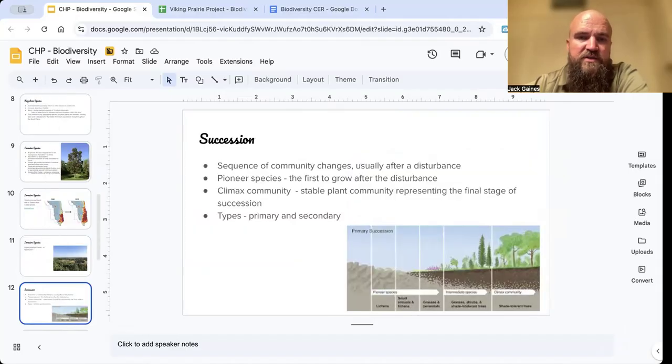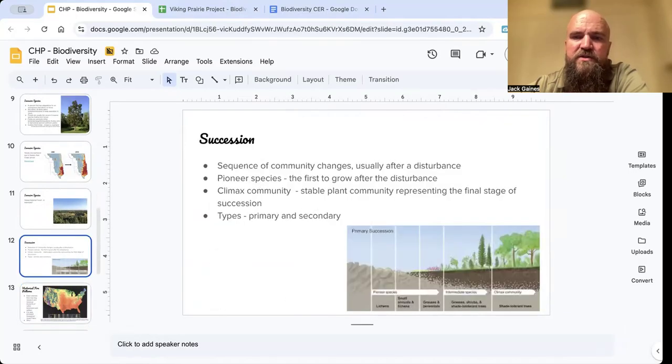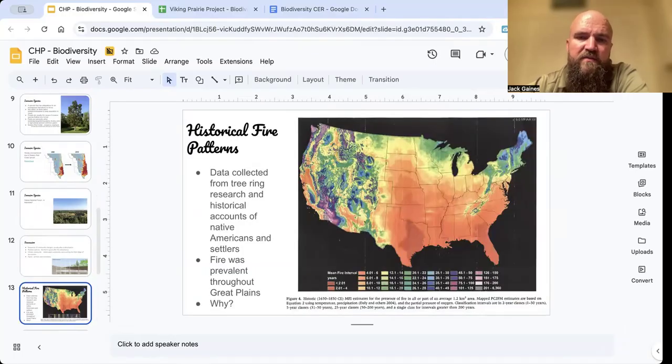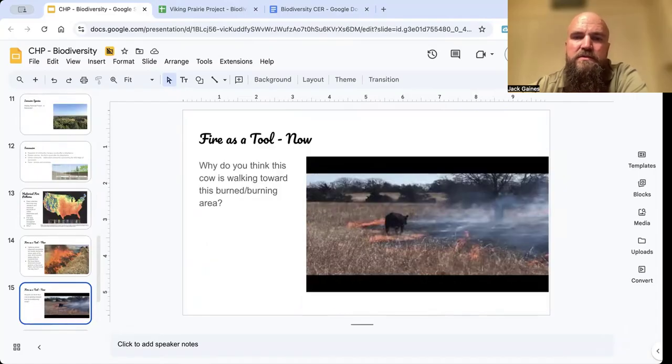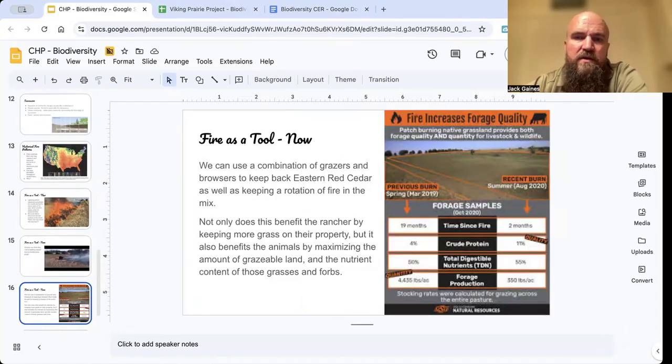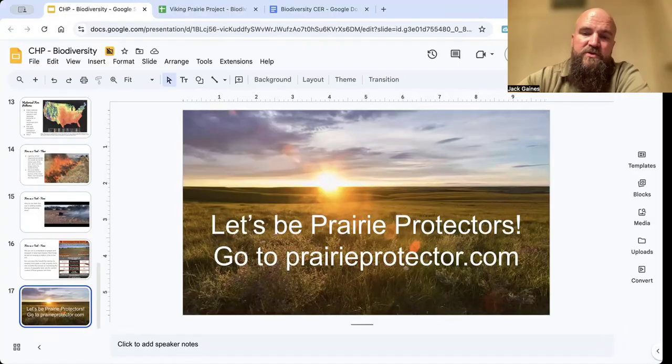And then we got into succession, which is primarily a review for the biology students. They should remember the majority of that. Then this is where we started getting in with the fires and how we collect the fire data to know how often fires were happening in areas, how it's used as a tool, and then how farmers or ranchers can actually use it to manipulate their productivity in their fields.